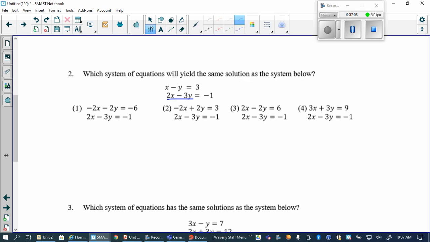What else could possibly have happened here? Multiply by 3. We'll multiply what by 3?